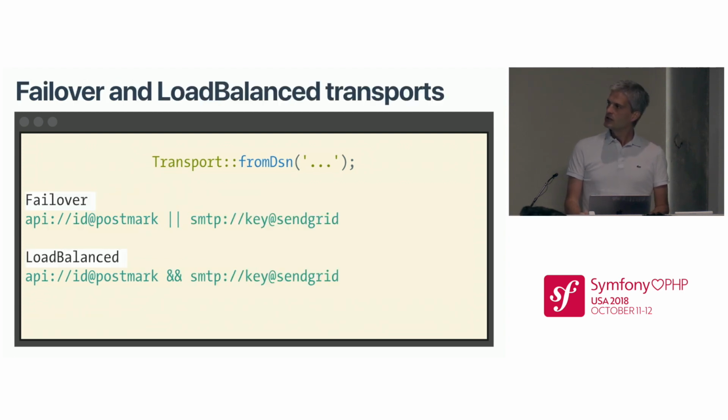I wanted to go further than that. So we have two nice features in SwiftMailer, and we do have the same in the mailer component, and that's failover and a load balanced transport. Failover basically means that if you want to send an email, you try to use one transport, here the Postmark API, and if that doesn't work, then we can fall back to SendGrid via SMTP. Just an example.